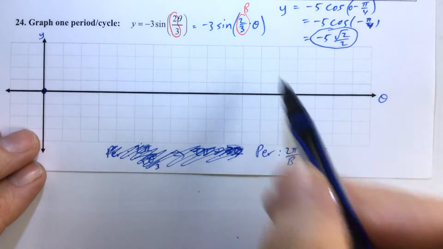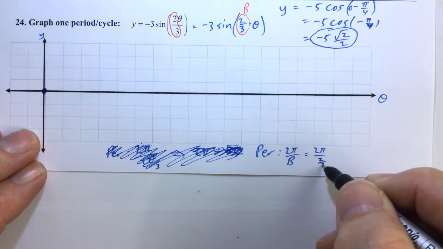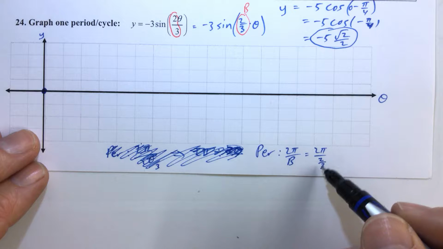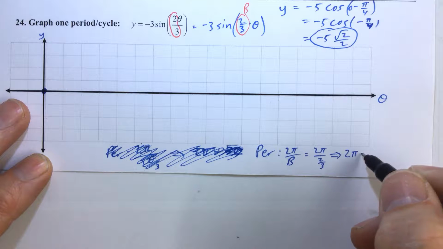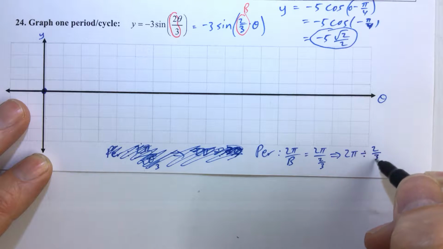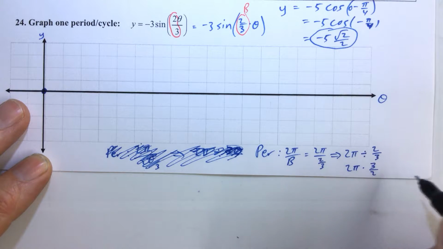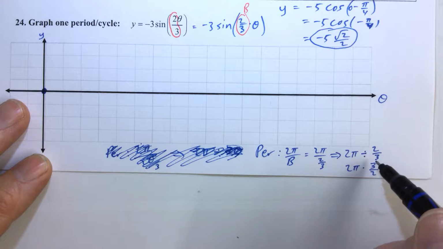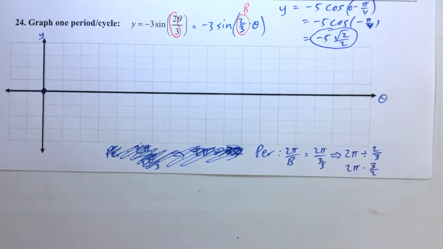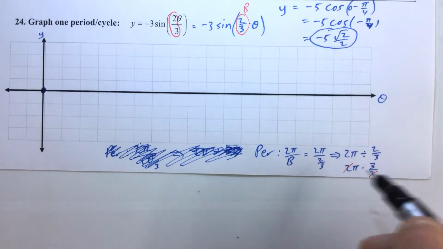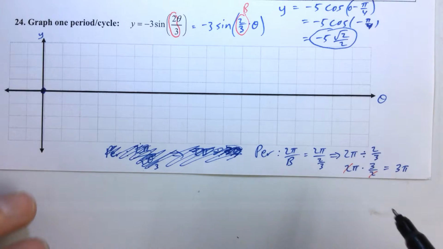So to find the period, we take 2 pi and divide it by whatever number is right there, and that number is 2/3. That's a little bit ugly, 2 pi divided by 2/3, so I want to write it in a more visually pleasing way. When we divide by fractions, we multiply by the reciprocal, so 2 pi divided by 2/3 is the same as 2 pi times 3/2. The 2's cancel and we get 3 pi. So 3 pi is the period of this function.